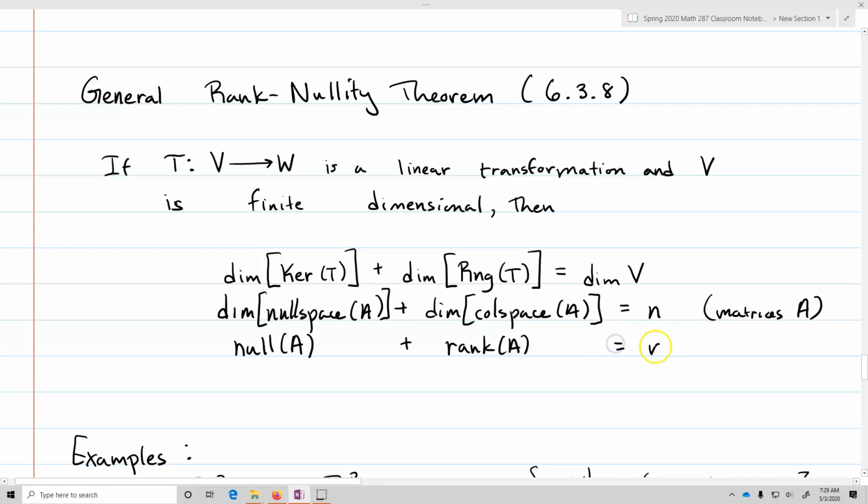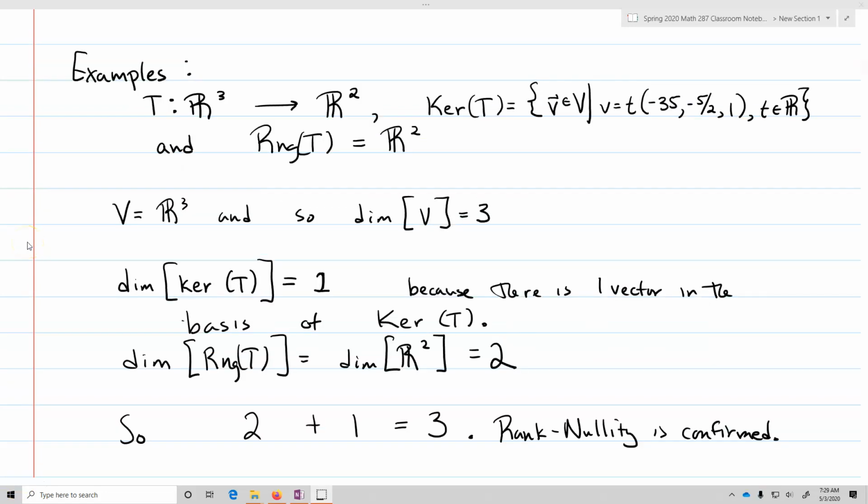And that'll equal N. And there you go. So you can see, here's general rank nullity, utilizing our ideas from the kernel of T and the range of T from linear transformations, and how it actually fits or matches up with the ones from our matrices A. So let's take a look at some examples.